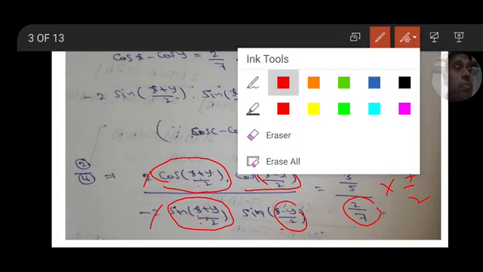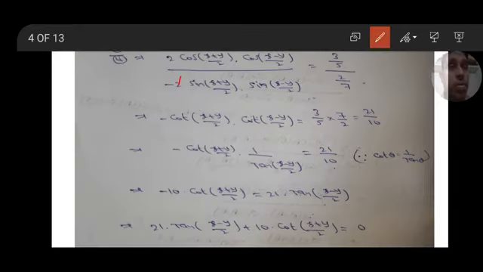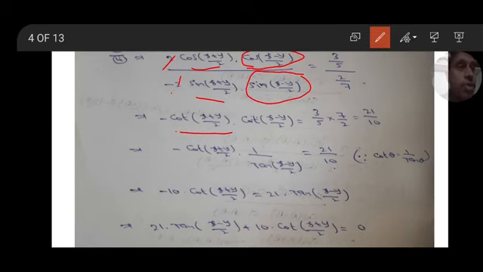So next step, the 2s cancel. Cos of (x plus y) by 2 by sin of (x plus y) by 2 is cot of (x plus y) by 2, and cos of (x minus y) by 2 by sin of (x minus y) by 2 equals cot of (x minus y) by 2. This becomes 3 by 5 into 7 by 2. The denominator becomes reciprocal, so 3 times 7 is 21, by 5 into 2 is 10. That is 21 by 10.